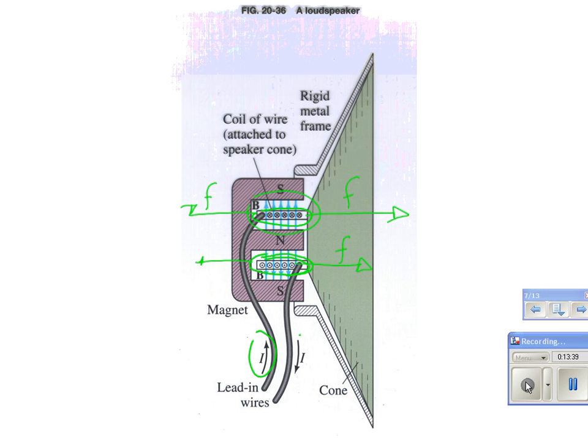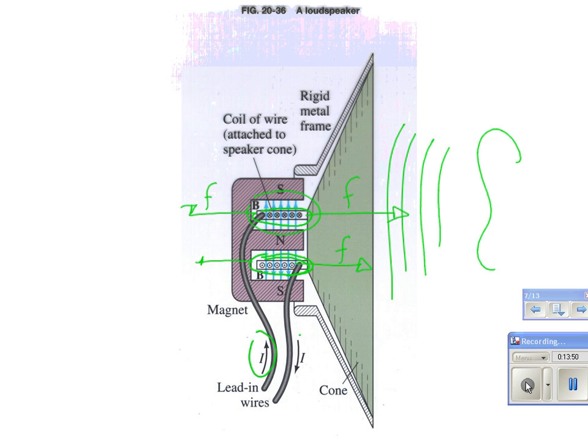And then I flip the current back and forth at a very specific frequency so that my cone vibrates at a very specific frequency and creates waves at a very specific frequency, which we hear as sound. Okay?